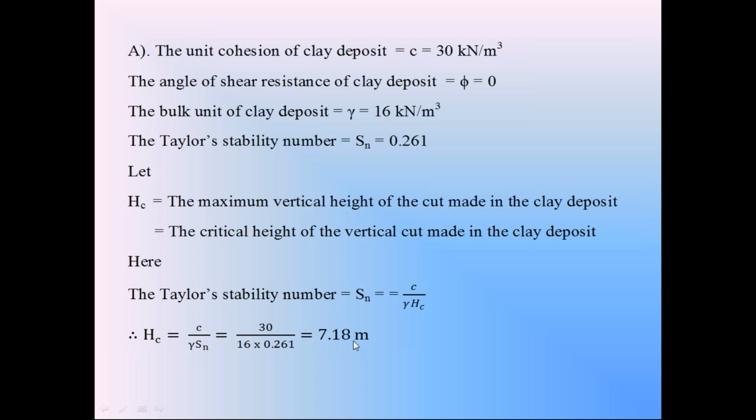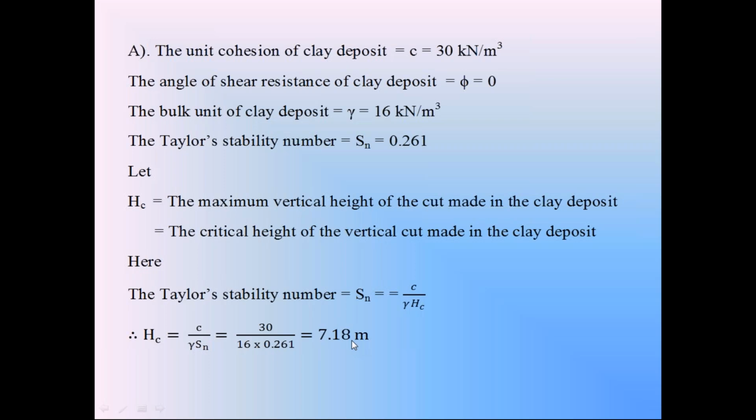If that vertical cut height is more than this value, the vertical cut is not stable. If the vertical cut, that is the side of the canal, if the vertical cut height is more than 7.18 meters, the vertical cut is not stable. It should be less than this value.